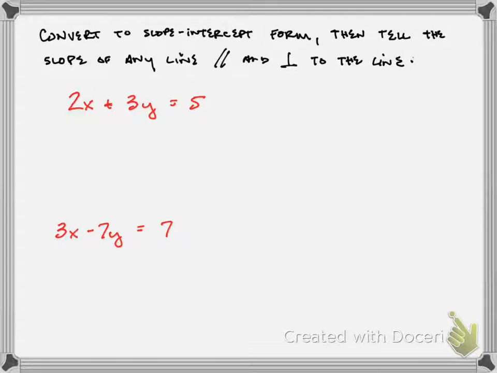On to the next slide. Convert to slope-intercept form, and then tell the slope of any line parallel and perpendicular to the line. So we've got 2x + 3y = 5. I want to put this in y = mx + b form.